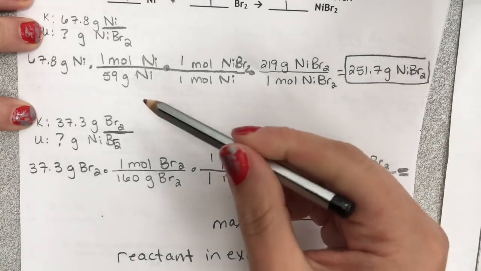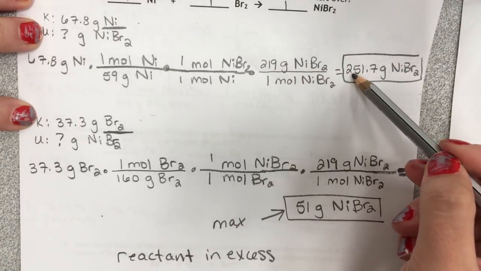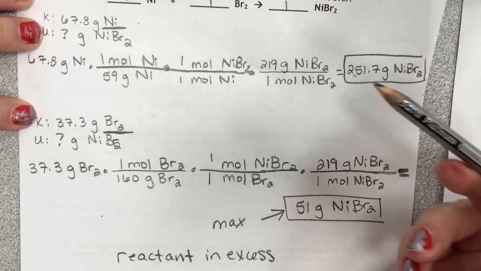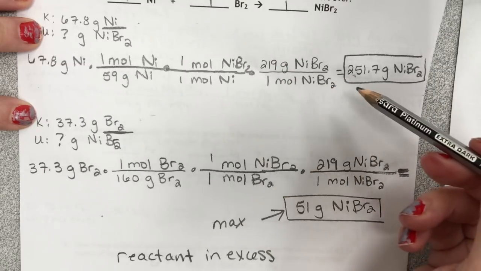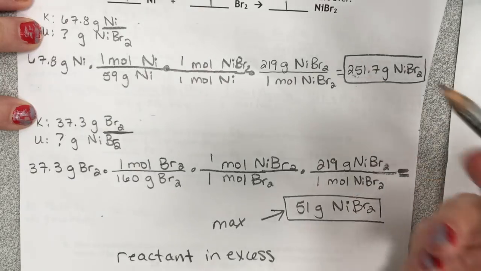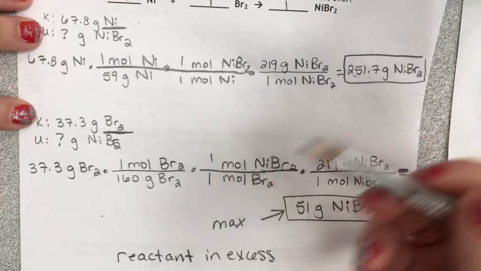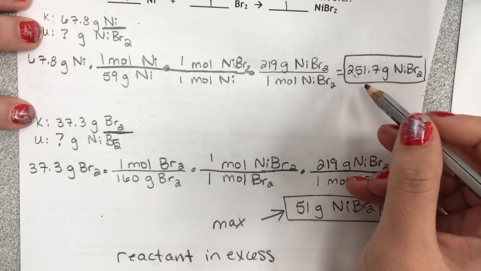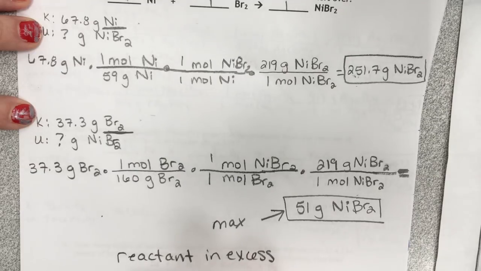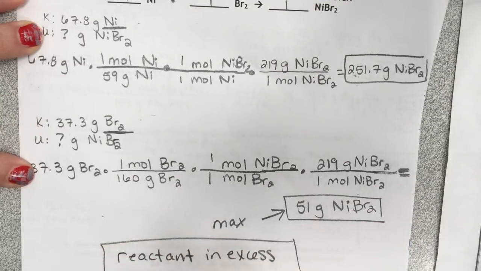So this is limiting, this is excess. Excess just means too much. If you have 2 pieces of cheese and 100 pieces of bread, the bread would be excess. The cheese is limiting, the bread is excess. I know that's so simple, but with these crazy molecules and words, you may want something simple. So the excess is nickel. The reactant in excess is nickel.